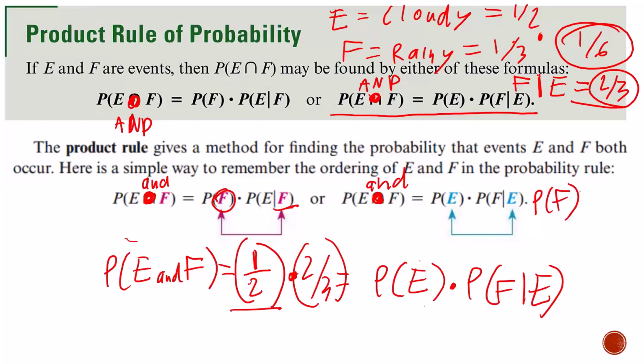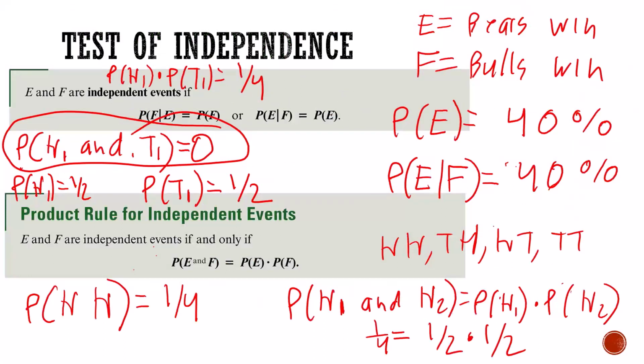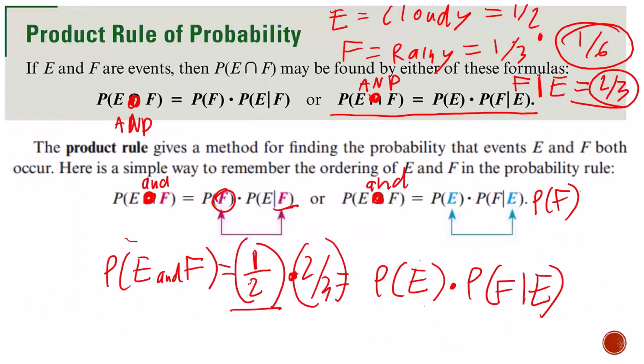So if the two events are independent, both of these reduce to P(E) times P(F), which is only true if they're independent. So these formulas work either way. It's just that the formula is much simpler if the events are independent. We don't have to worry about the conditional probabilities because that's just the same as the regular probability, right? Does that clear that up?